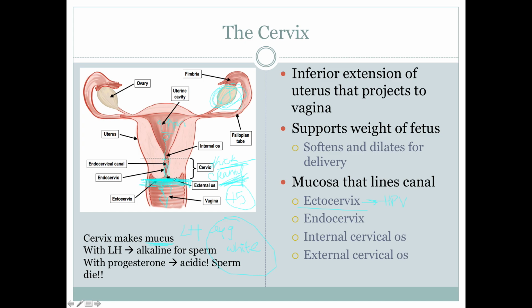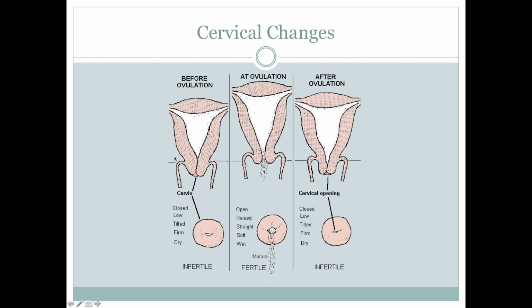So there's an external os and an internal os, which are just like little pinchy points essentially to help keep both of these openings closed. So there's a little bit of opening here in the canal, but these os sections are where they pinch shut.